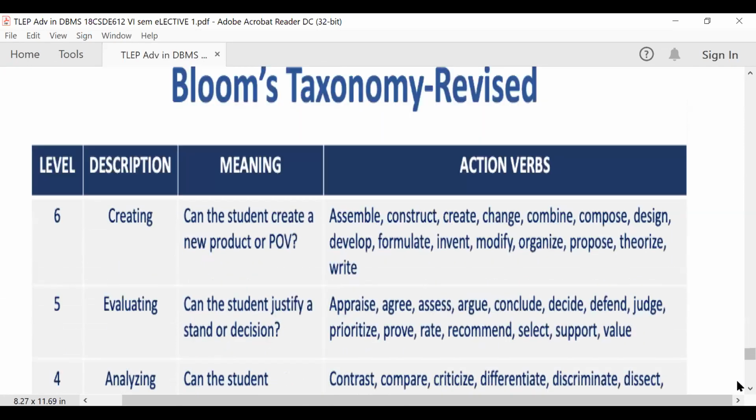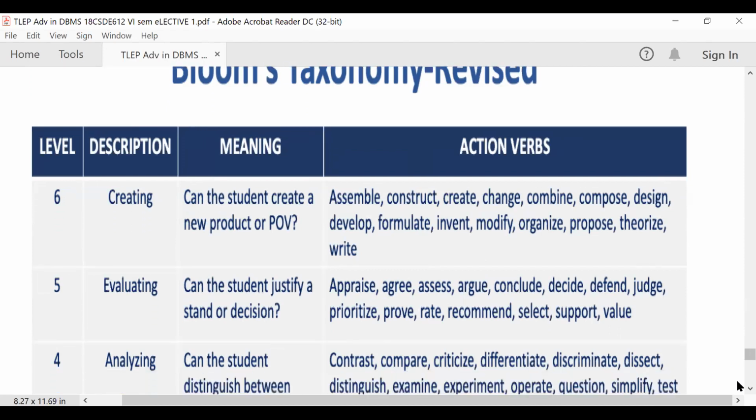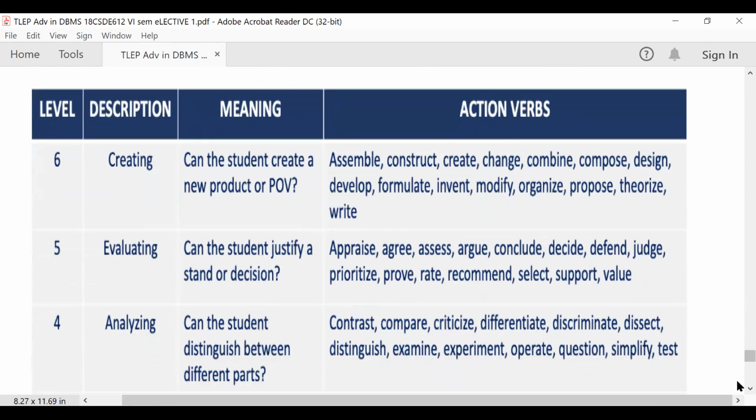Bloom's taxonomy. So while framing the questions, that is OET 1-2 and a model question paper as well as your final university exam question paper, we are following the Bloom's taxonomy. So the Bloom's taxonomy is an educational pedagogy which is followed by NBA, National Board of Accreditation. This particular table shows you the complete structure of what is Bloom's taxonomy. The Bloom's taxonomy having 6 levels.